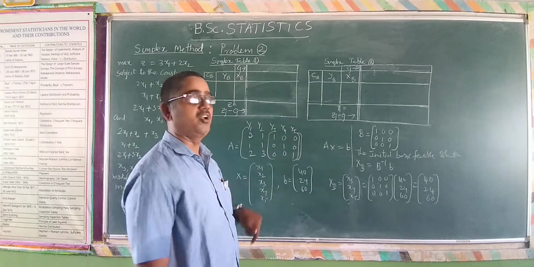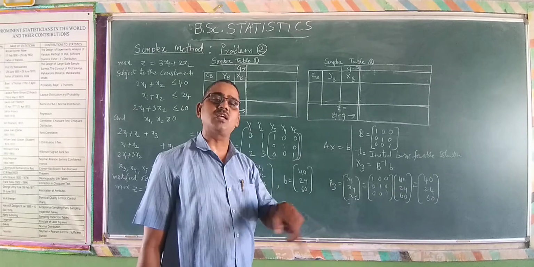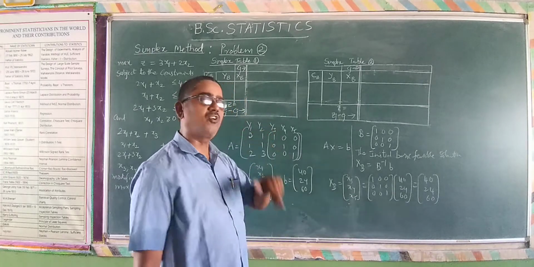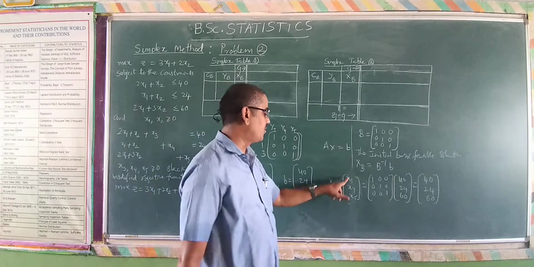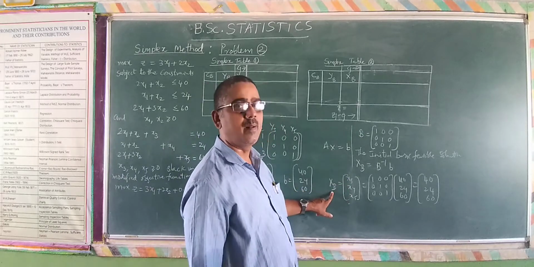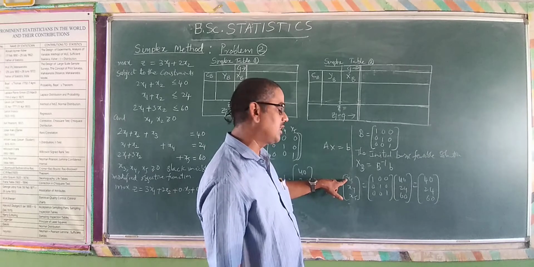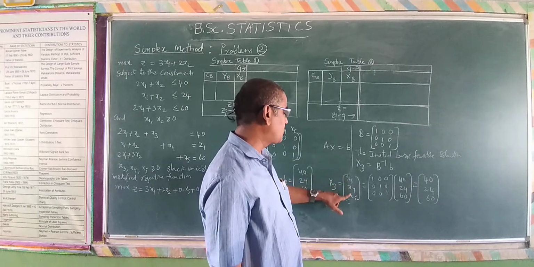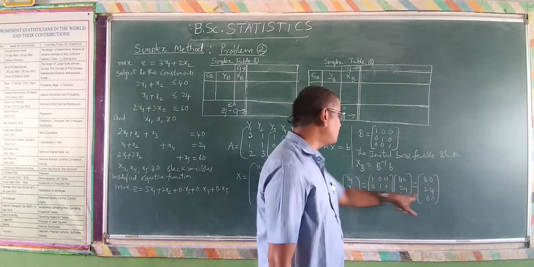Y3, Y4, Y5. So, corresponding to Y3, the variable is X3. Corresponding to Y4, the variable is X4. Corresponding to Y5, the variable is X5. So X3, X4, X5, that is XB. It is nothing but the basis now. And the variables in the basis matrix are X3, X4, X5. Therefore, X3 is equal to 40, X4 is equal to 20, X5 is equal to 60.